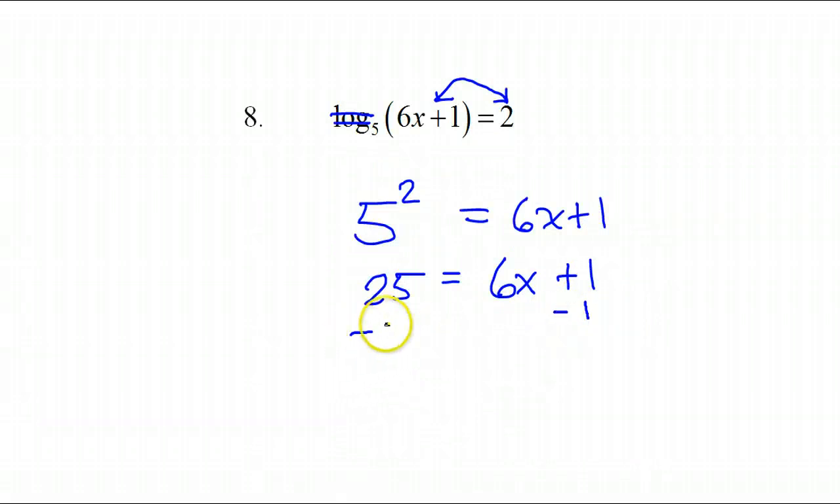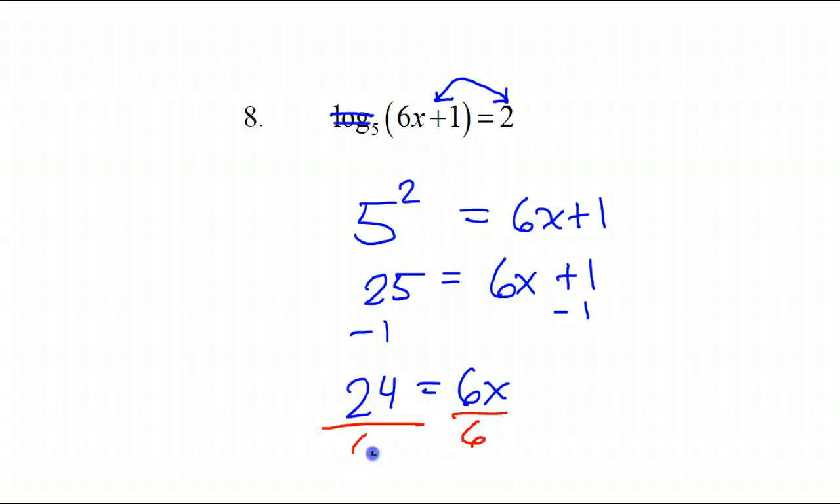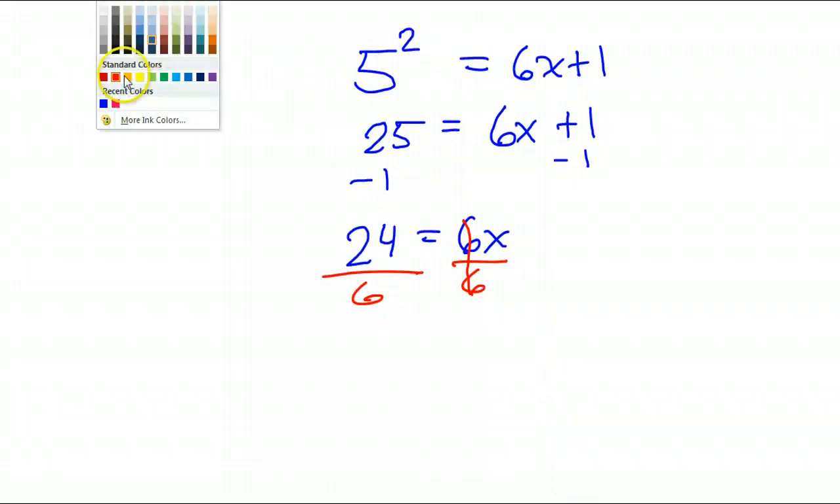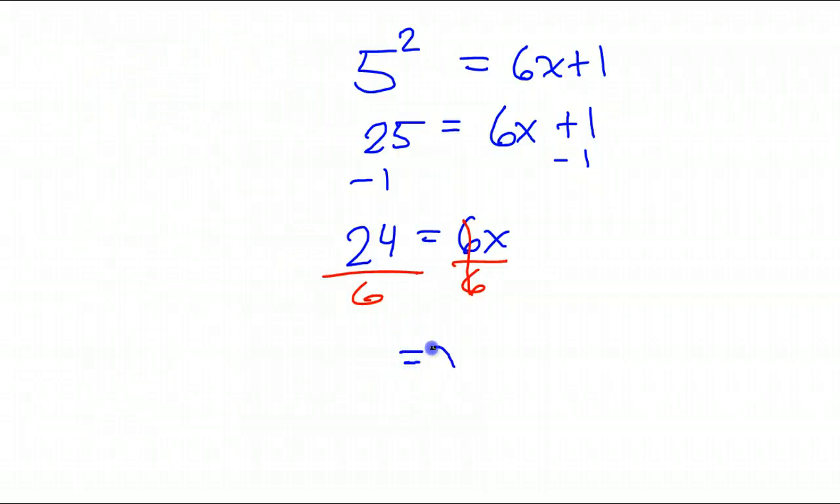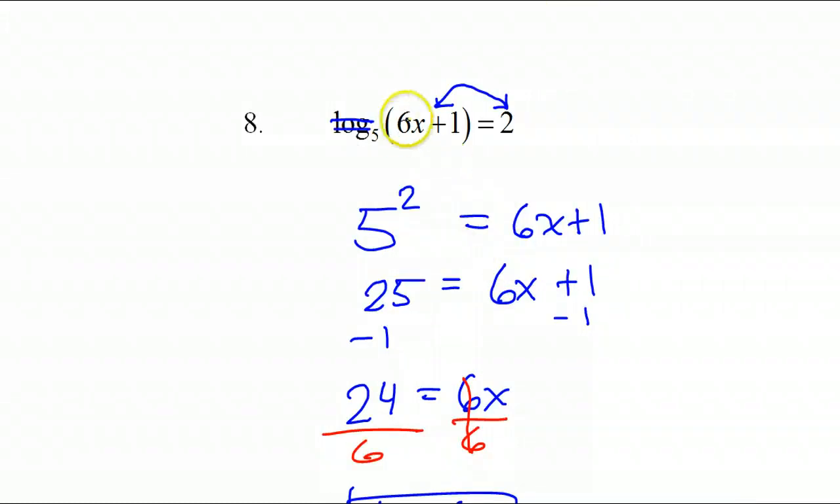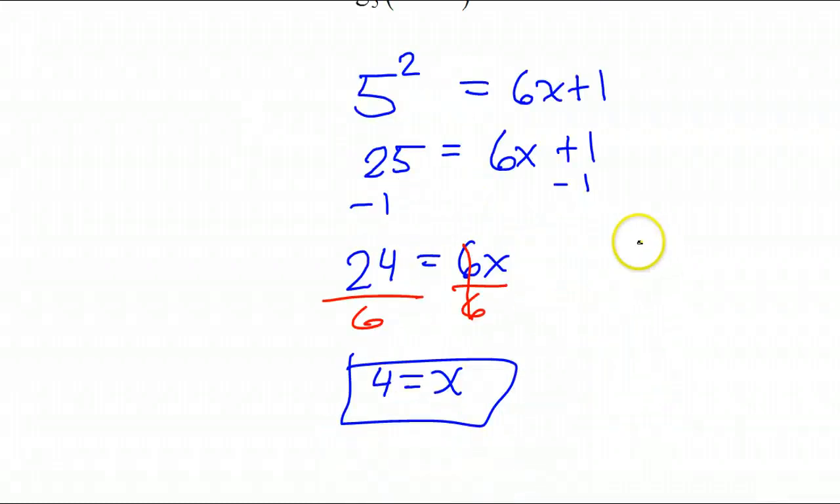Okay, subtract 1. So I've got 24 is equal to 6x. Clearly, it's time to divide both sides by 6. So that will give me x equals 4. Okay. 6 times 4 is 24, plus 1 is 25, so that's fine. So all of these ones had a solution.